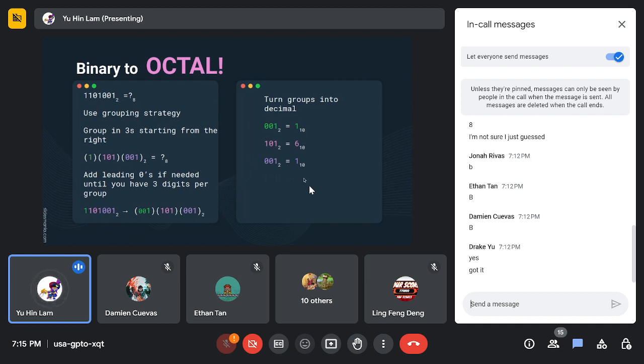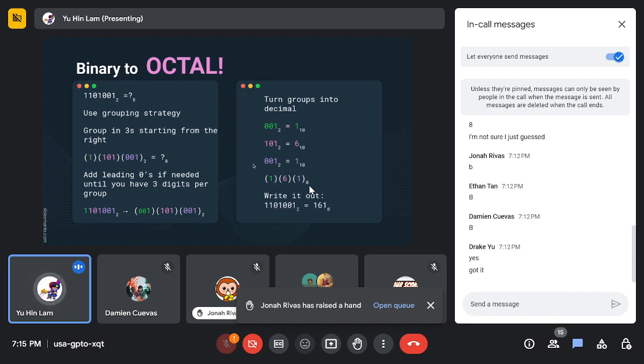And then to get our final octal number, we would just put these all together, not add them. We would just put them all together. So our final number would just be 161 base 8.